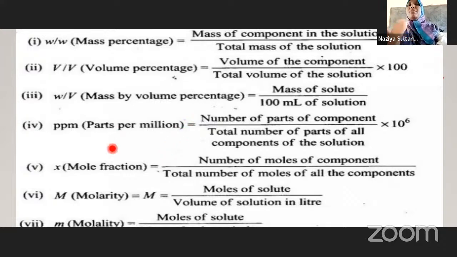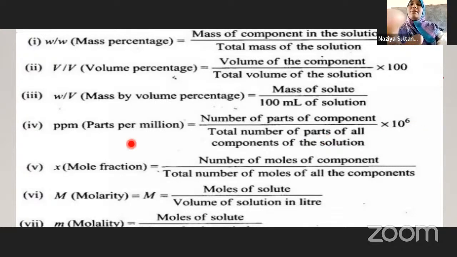One of the important bits that can be asked is that this method of concentration is used to express the concentration of pollutants. ppm means the number of parts of a component present in the total number of parts of all the components into 10 to the power of 6. 10 power 6 is 1 million, right?